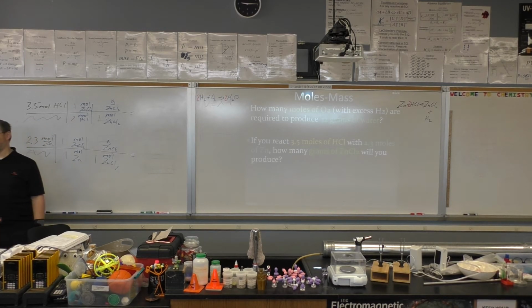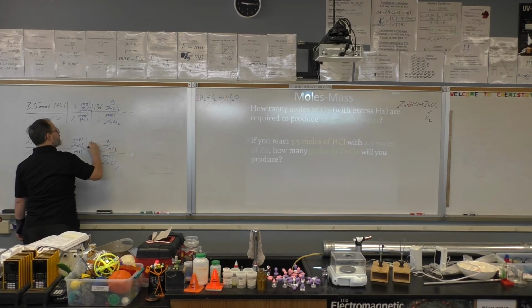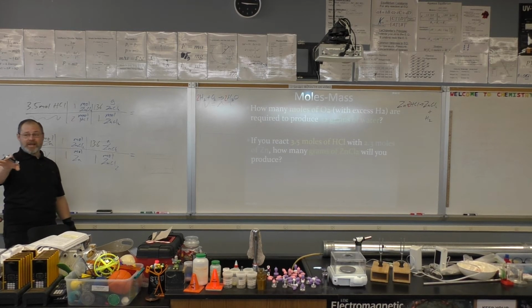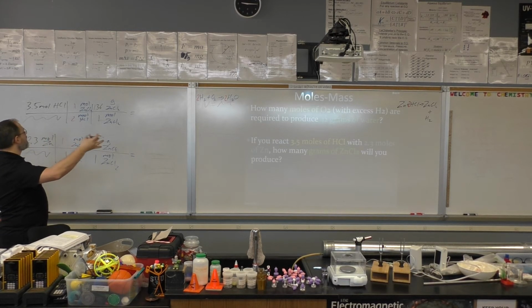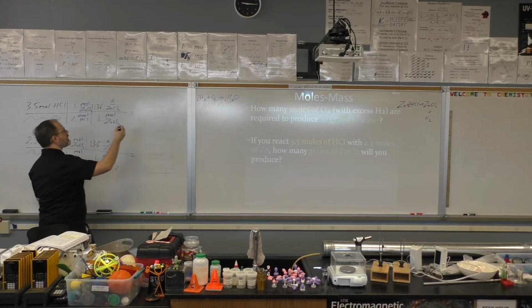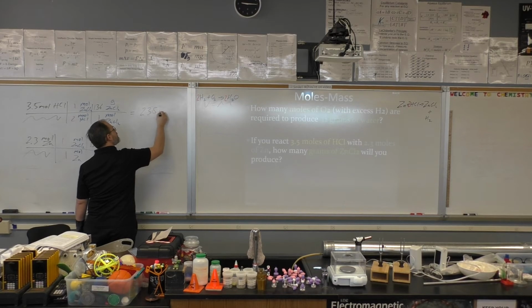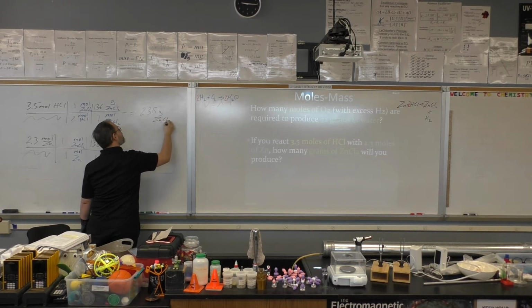135 molar mass? 136. 136? All right, so I take it from the chatter that you guys are done? Yes. 136 grams per mole for the molar mass. So if HCl is the limiting reactant, how much zinc chloride do we make? 238.5. 238 grams of ZnCl2.